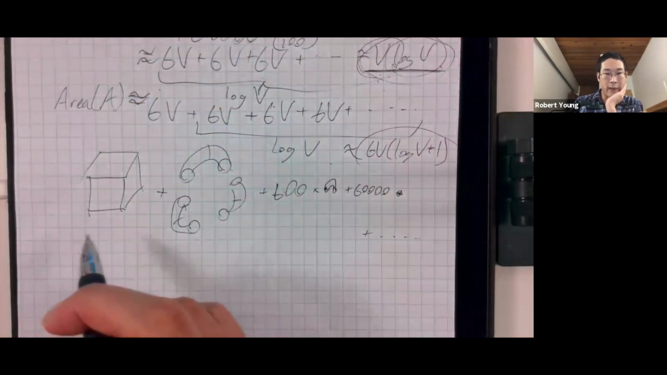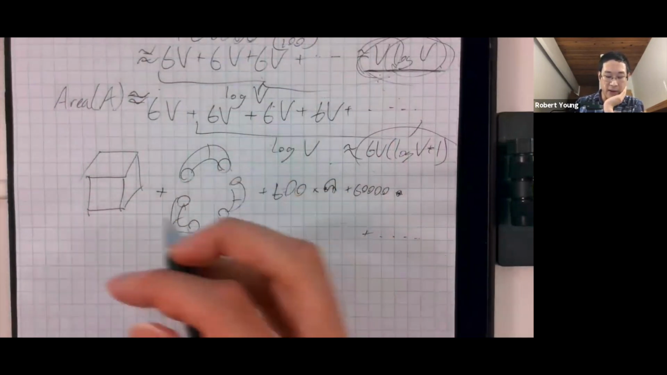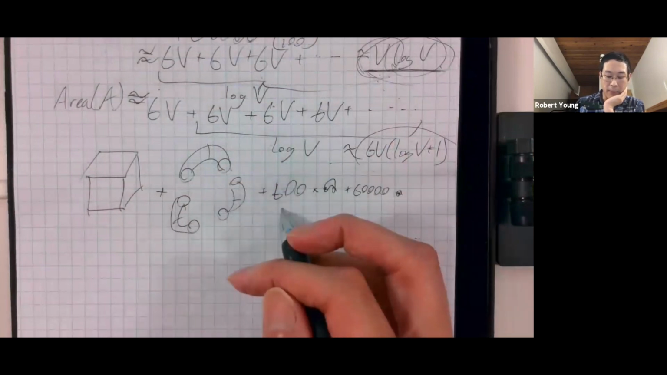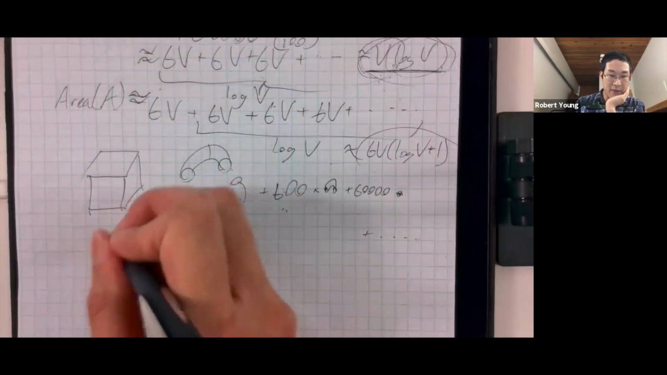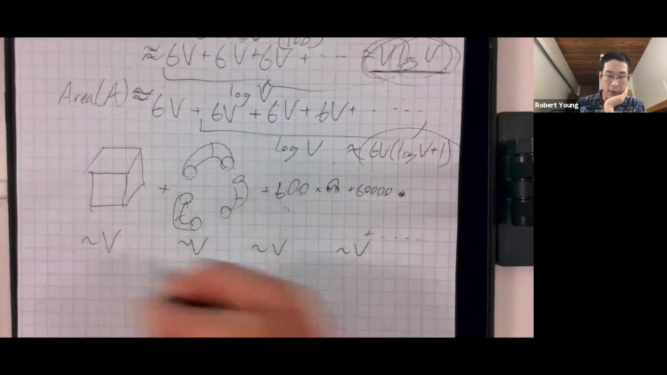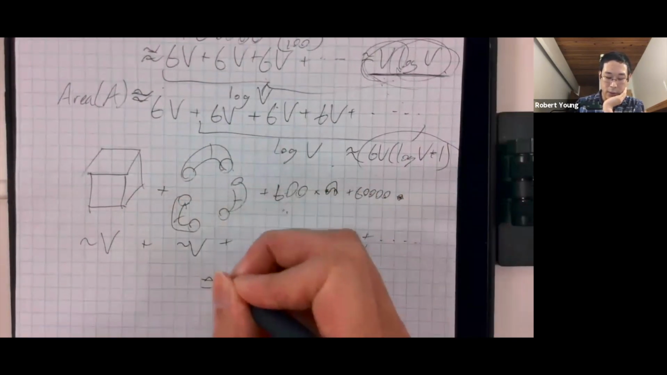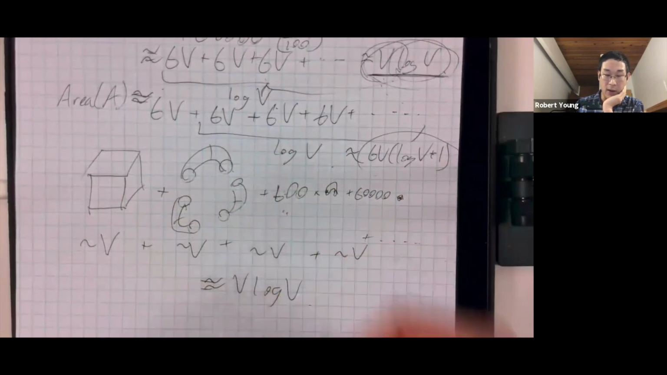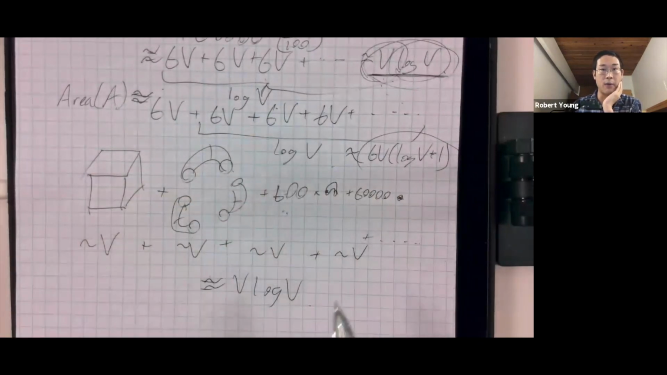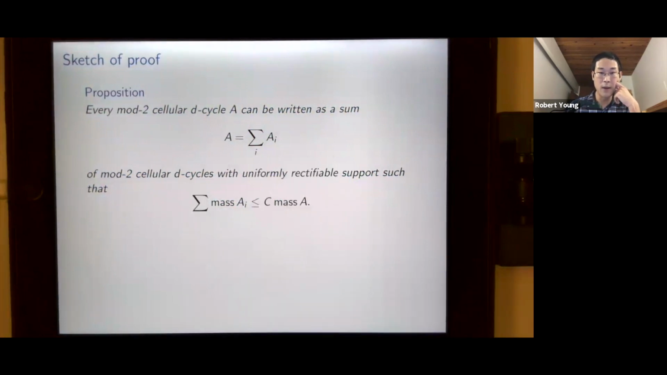And the total area of all these pieces: at each of these scales, our scale goes down by a factor of 10, but the number of pieces grows up by a factor of 100. And so the contribution from each of these scales is on the order of V. And so the total area of all the pieces of the decomposition is on the order of V log V. It's on the order of the area of the original complicated surface. So you can take your complicated surface, you break it up into these simple pieces with uniformly rectifiable support. That's part one of the proof.